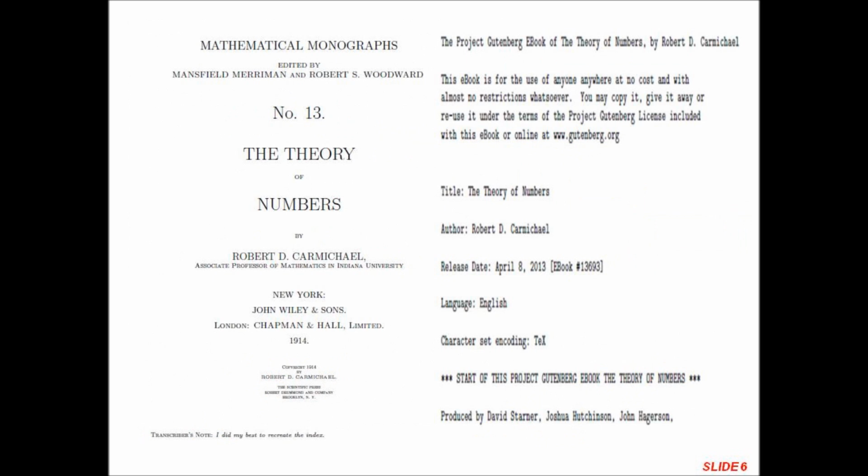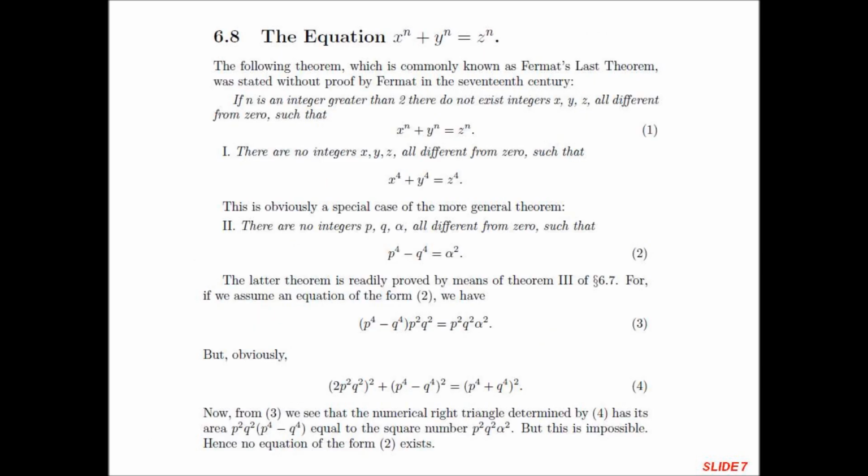So what was Robert D. Carmichael's missed opportunity? Well, if you look in The Theory of Numbers by Robert D. Carmichael, Chapter 6, Section 8, on pages 69 and 70, and which can be downloaded free from the Gutenberg project, you will find there a proof of Fermat's last theorem for power equal to 4. Having previously proved that a right-angled triangle can never ever have an area equal to a square, he shows that a right-angled triangle formed by a Fermat equation of power 4 would indeed have a square area.